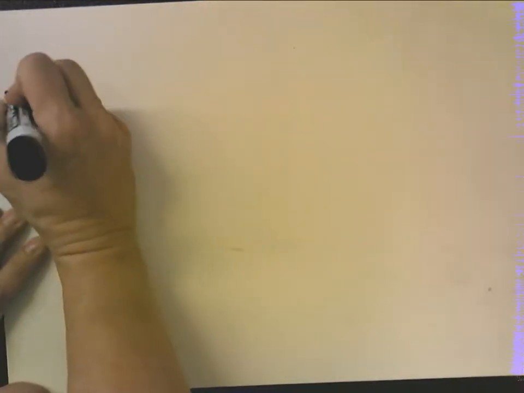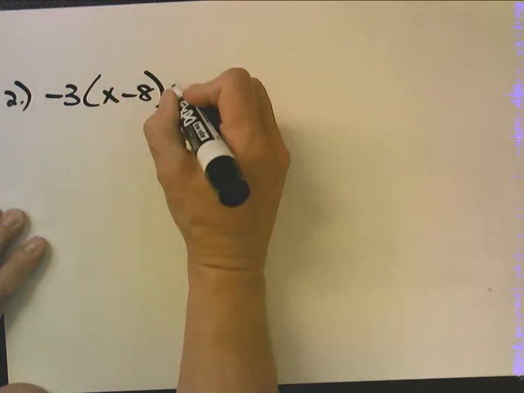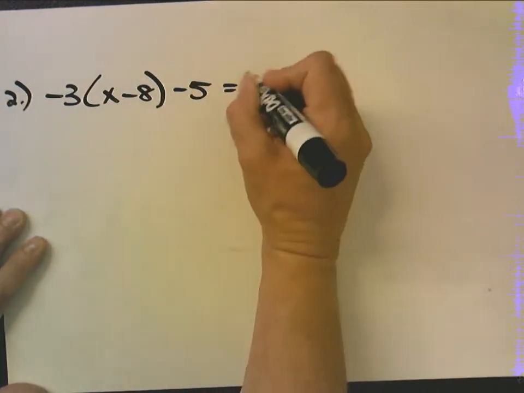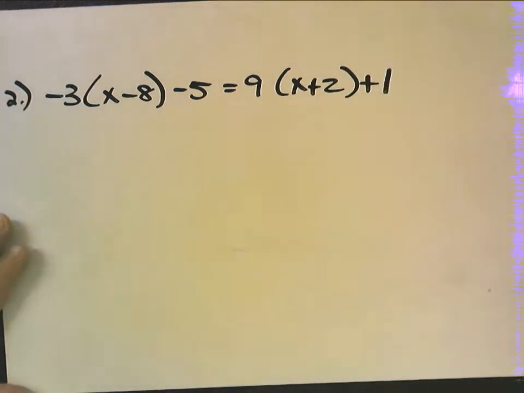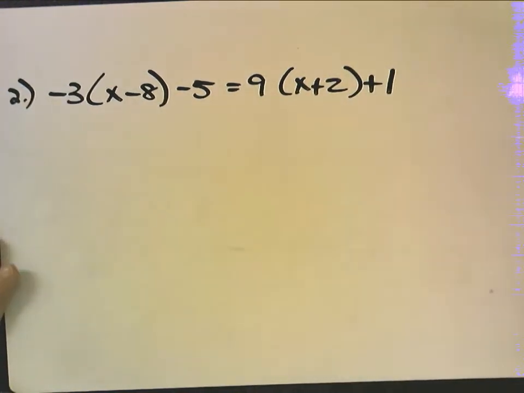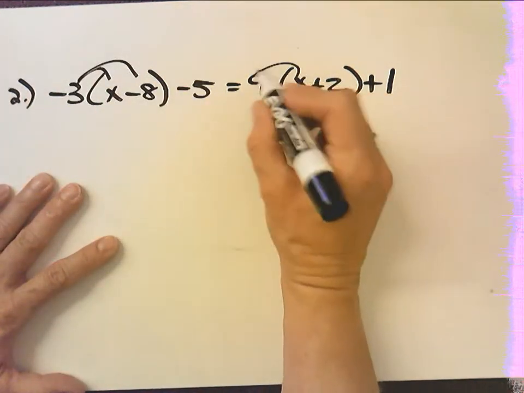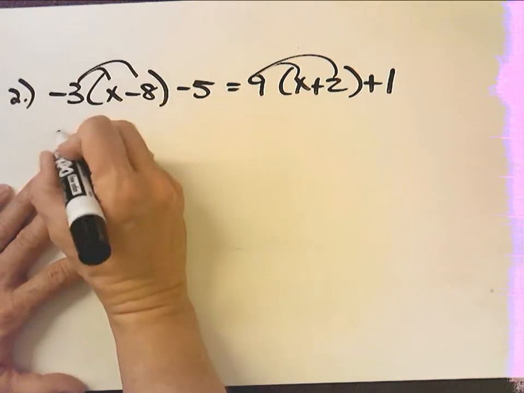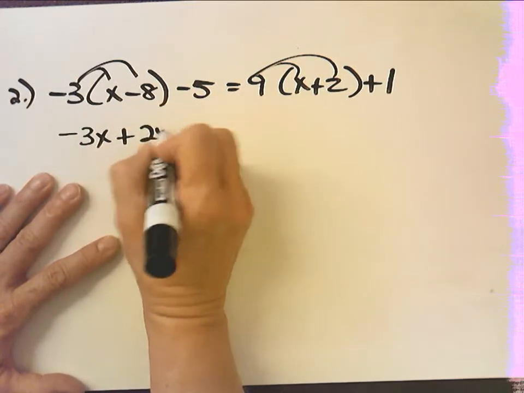So number 2 has a lot of distributing. So we have -3 times (x minus 8) minus 5 equals 9 times (x plus 2) plus 1. So the first thing I have to do is simplify the left and simplify the right. To simplify the left, first I'm going to distribute. -3 times x is -3x. -3 times -8 is +24.